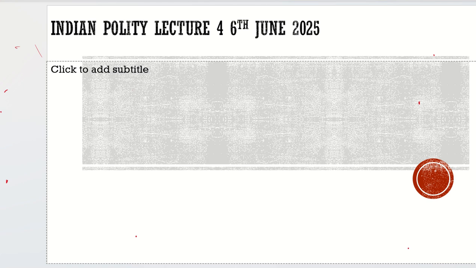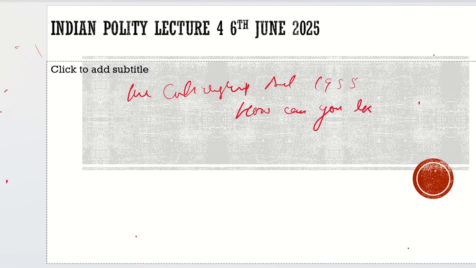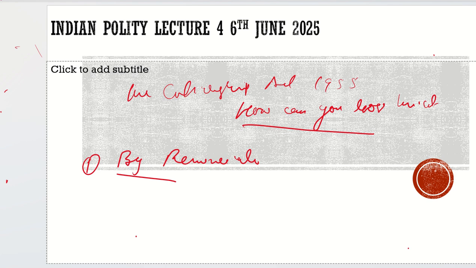Now, again, the Citizenship Act of 1955. Now the topic is different. How can you lose the citizenship? For that, there are three ways in which you can lose the citizenship. First one, by renunciation. That you renounce the Indian citizenship, you will lose the citizenship. You are not forced by anyone. It is by a voluntary act.